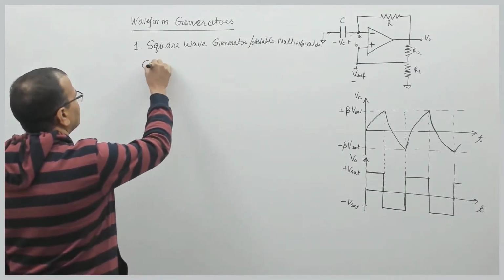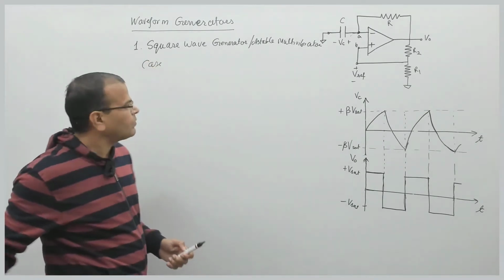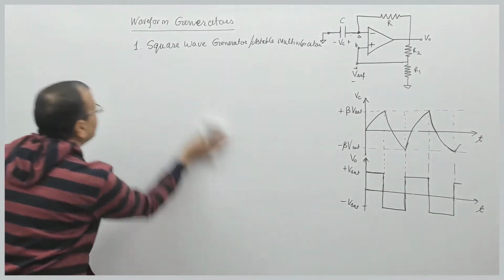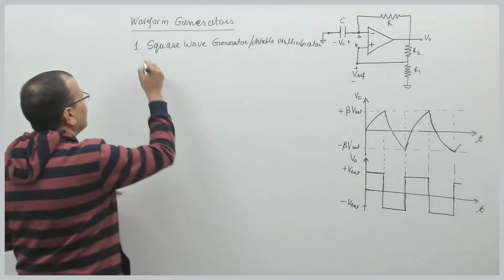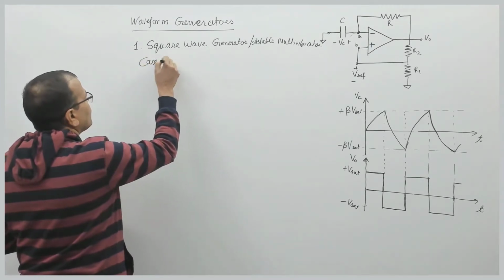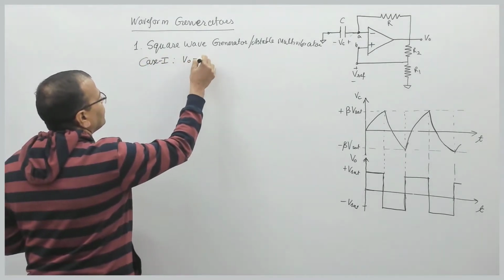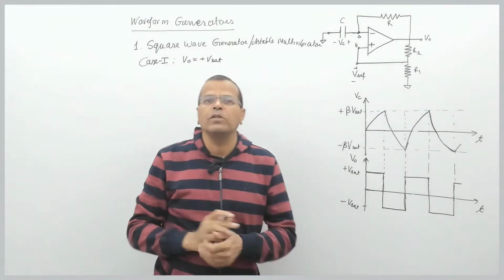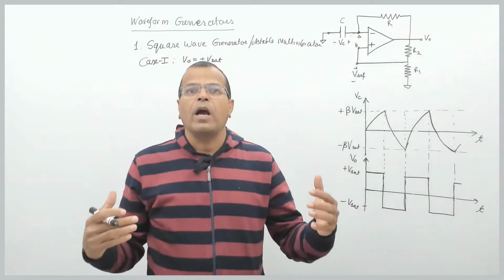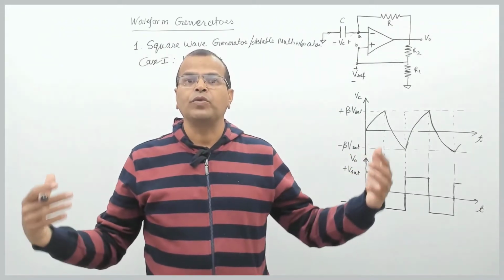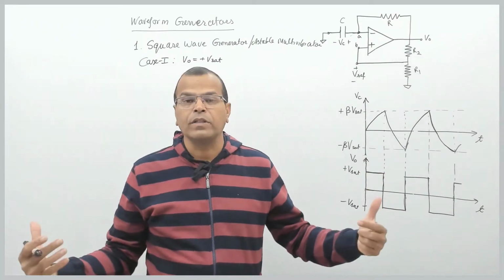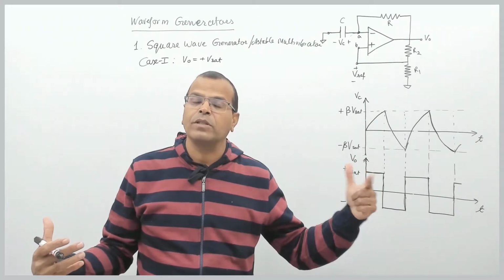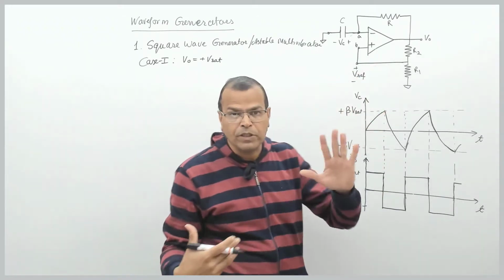So let us take case 1. In case 1, what we assume? Output is plus Vsat, right? And I have already given you the assumption. Because of certain input offset voltage, I have output at saturated value because of infinite gain, and this circuit has two feedbacks, positive as well as negative. Positive feedback gives the saturated output, right? So output of the circuit is plus Vsat initially.